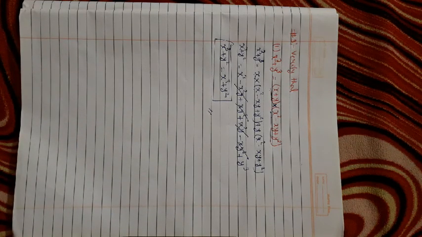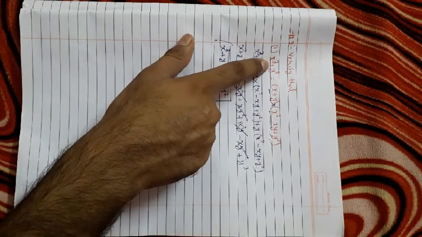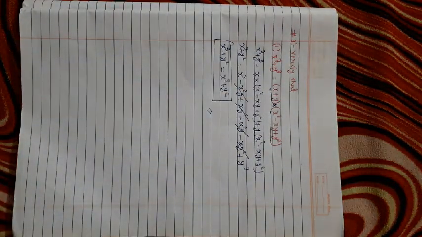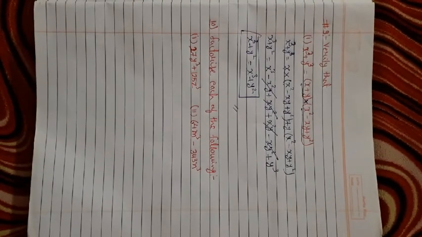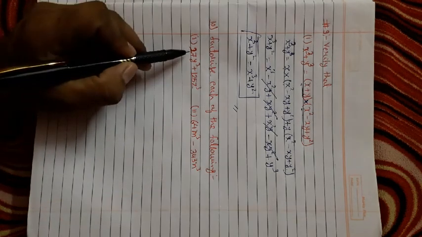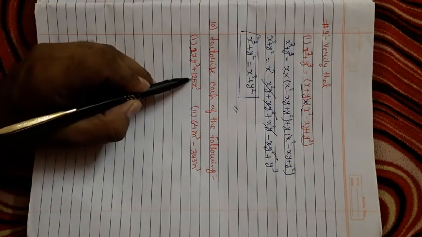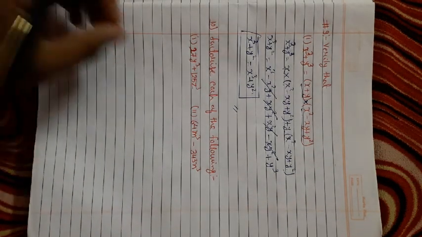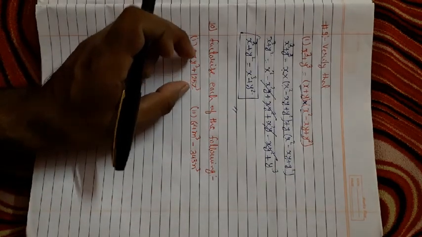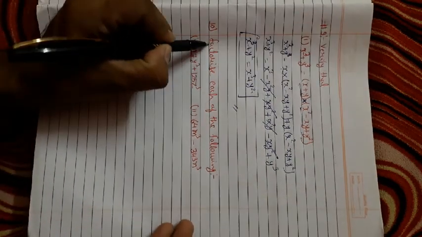The second question you have to do yourself, with only a little change, there is a minus sign. So try this question. Now we have question number 10, factorize each of the following. The very first question of 10th is 27y cube plus 125 z cube. In the question two terms are there and we have to find its factors.